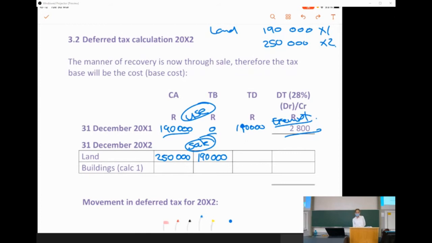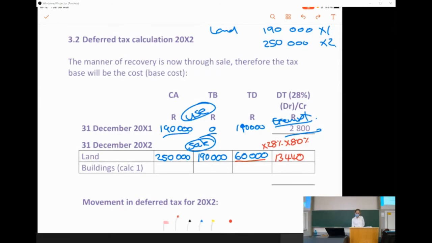Okay, so that means we now have a taxable temporary difference of 60,000. But watch out. We are not going to take this 60,000 and multiply it by 28% only. We also have to multiply it by 80%. And that gives us then our deferred tax balance relating to the land of 13,440.